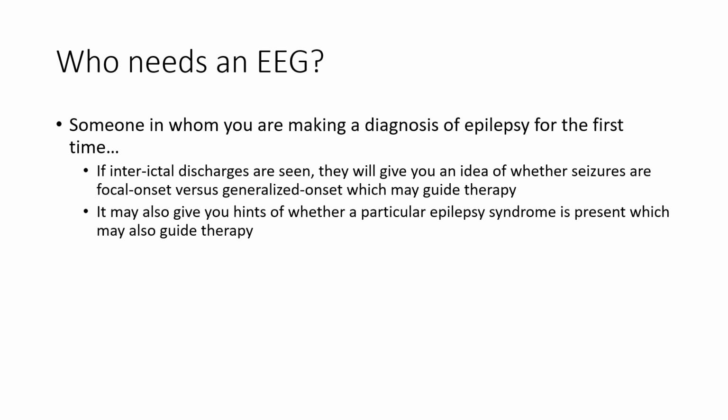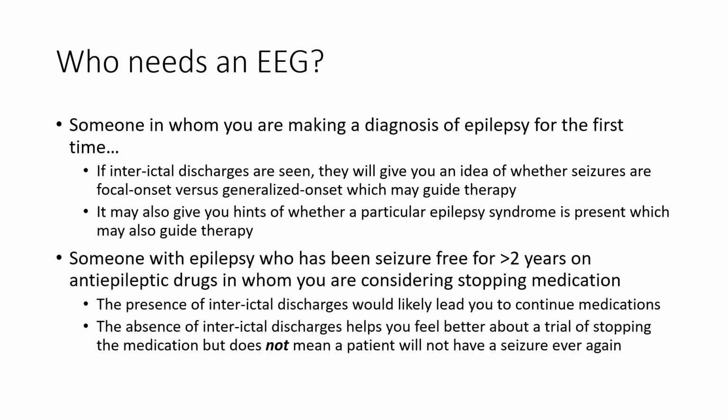One, because if you see interictal discharges, again, the morphology and the frequency of those discharges might give us an idea of whether seizures are focal onset versus generalized onset, which can help us guide our selection of which anti-seizure medication we're going to treat them with. And it can also tell us whether a particular epilepsy syndrome is present, which may also guide our selection of medications.